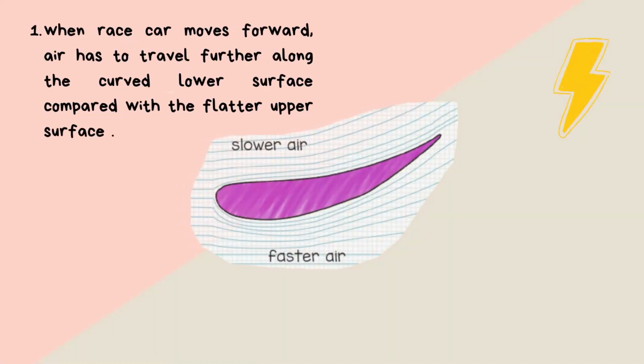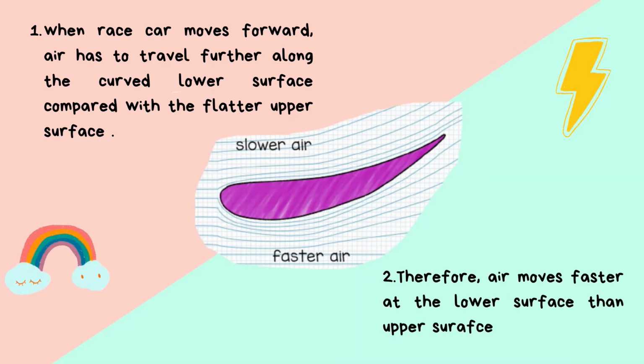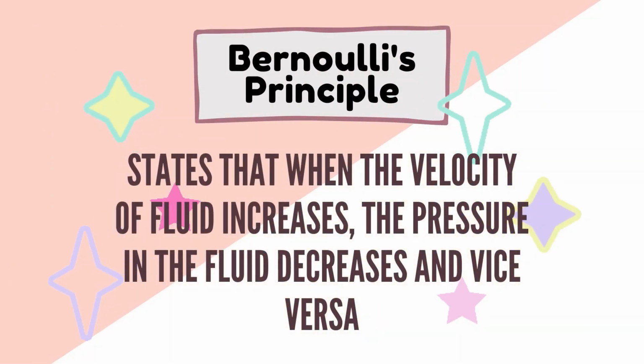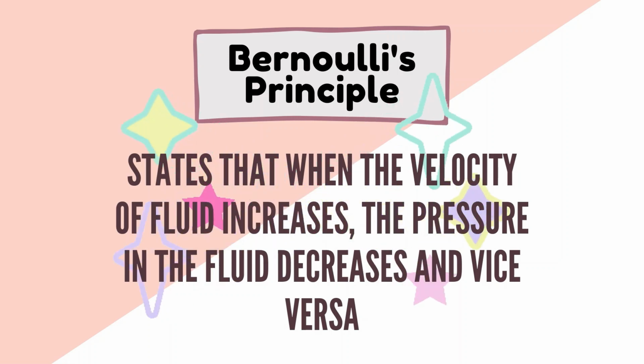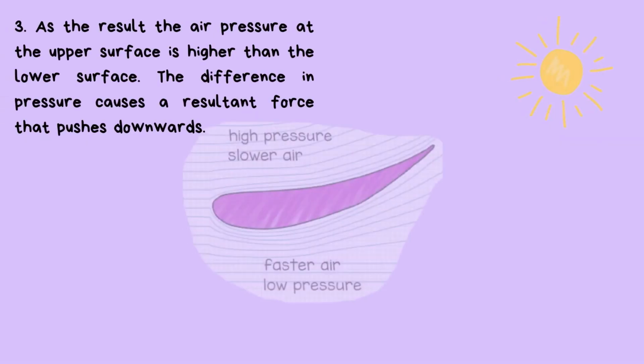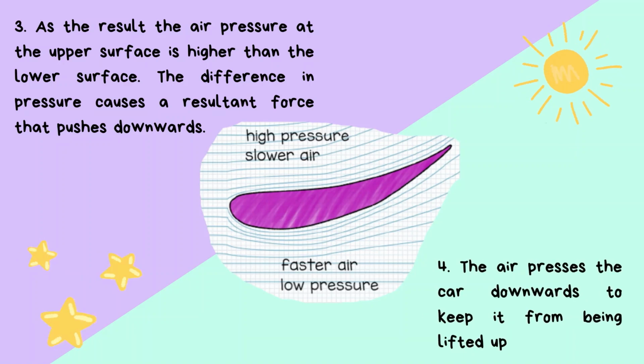When a race car moves forward, air has to travel further along the curved lower surface compared to the flatter upper surface. Therefore, air moves faster at the lower surface than the upper surface. So based on Bernoulli's principle, when the velocity of a fluid increases, the pressure in the fluid decreases and vice versa. As a result, the air pressure at the upper surface is higher than the lower surface.